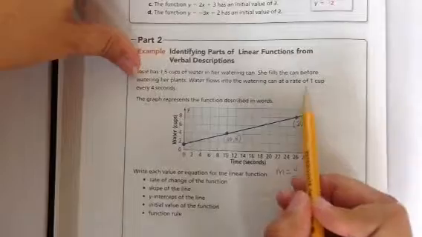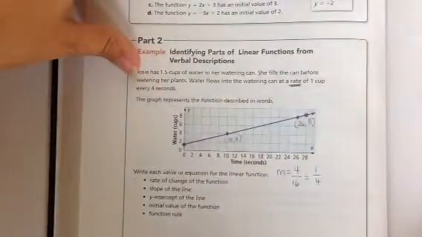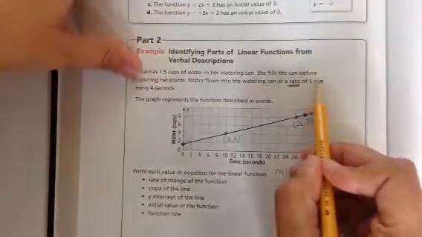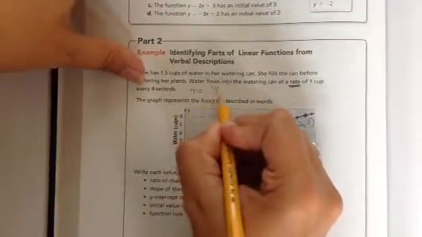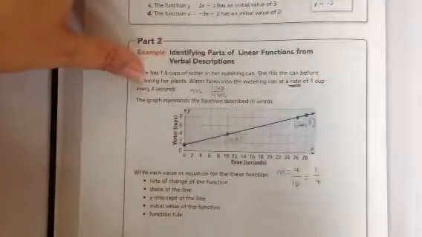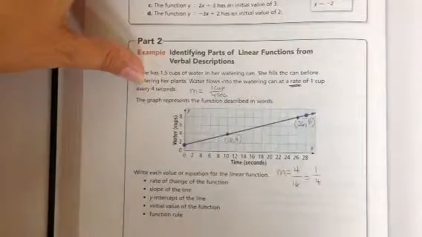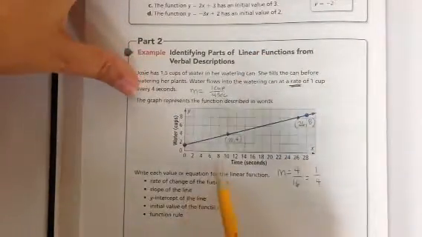We could have found that from the description too, because the rate, that tells me the rate of change, or the slope, is 1 cup every 4 seconds. Alright, so that's the rate of change. That also represents the slope.